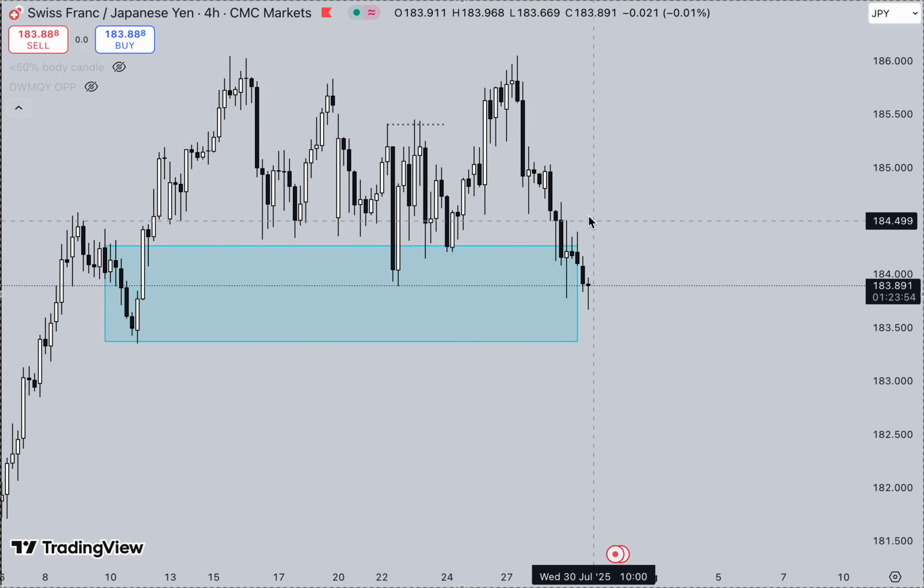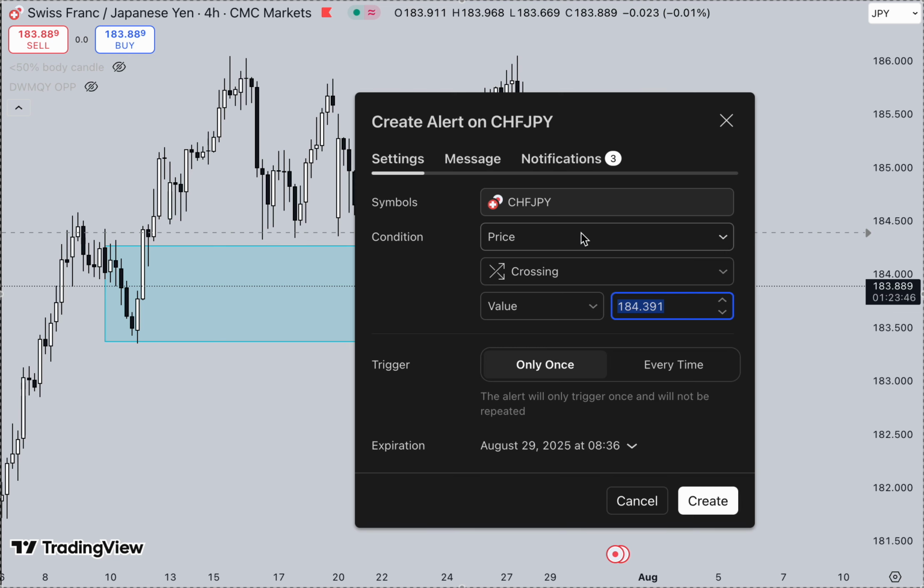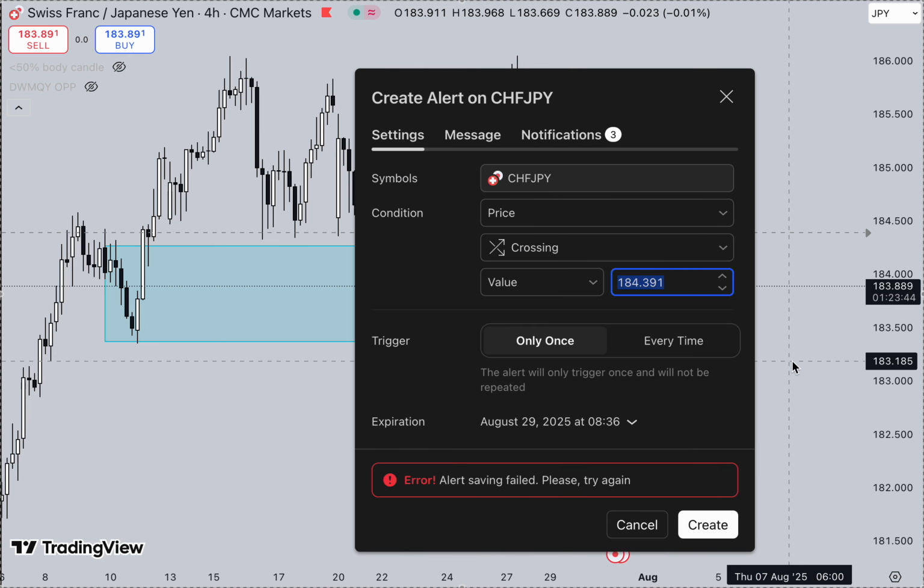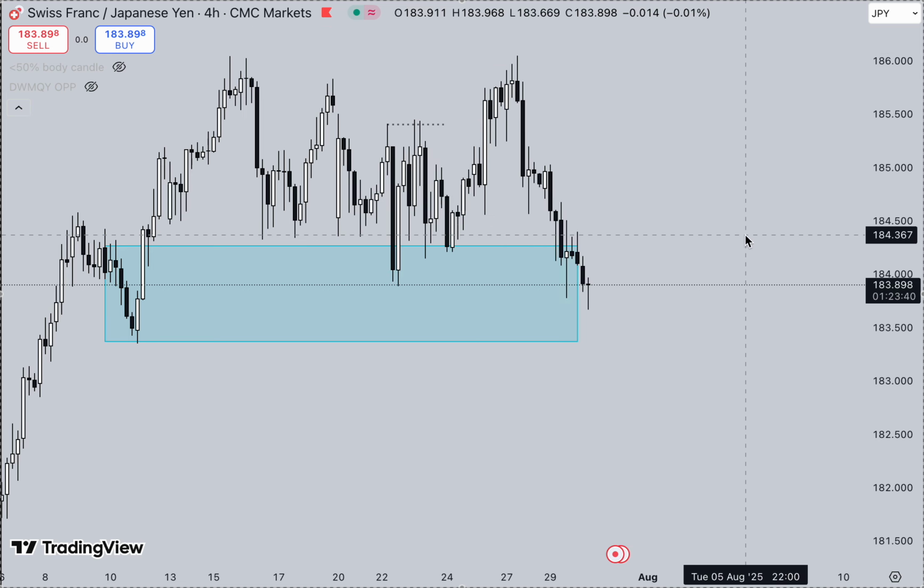So what do we need? We need a change of character on the 4-hour, right? So this is our fractal high, above 184.3. Above 184.3, we have our fractal high resting right there. So once we break that, we can start looking for higher prices on CHF JPY.